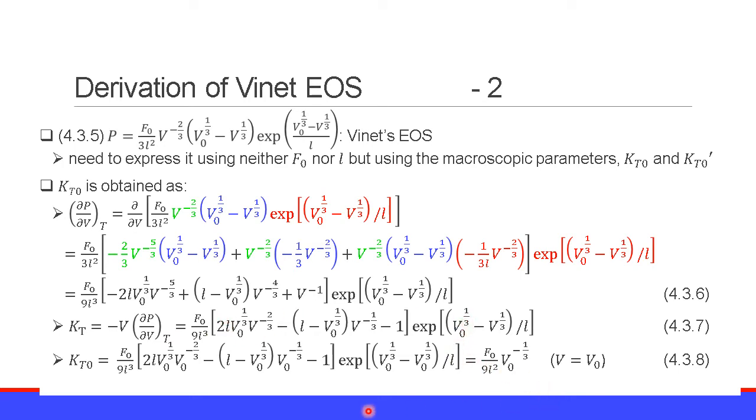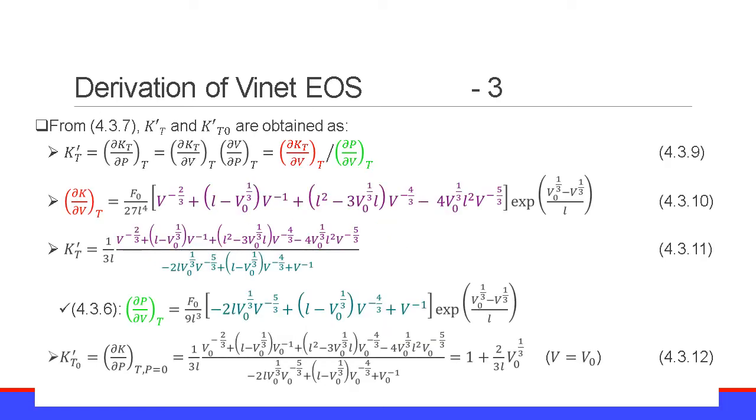KT0 is KT at zero pressure, namely when the volume is V0. Then we substitute V0 into V. We obtain the isothermal bulk modulus at zero pressure, equal to F0 over 9L squared times minus 1 over V0 to the power of 1/3. Equation 4.3.8.